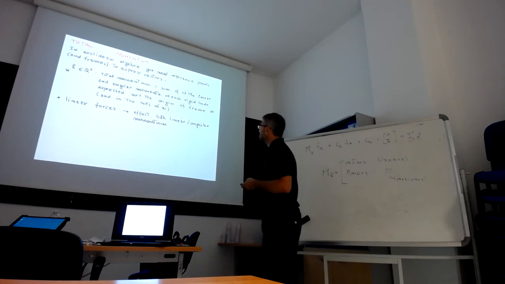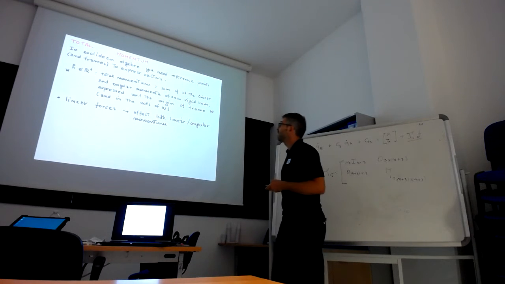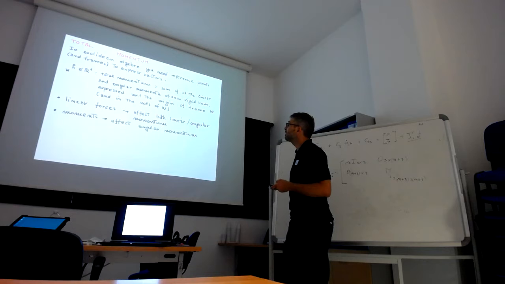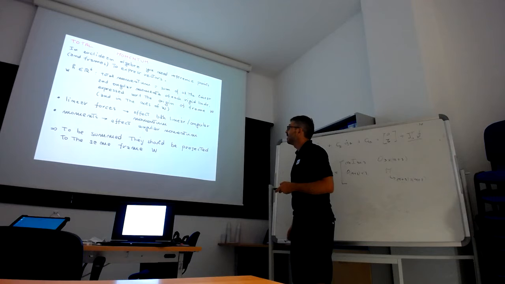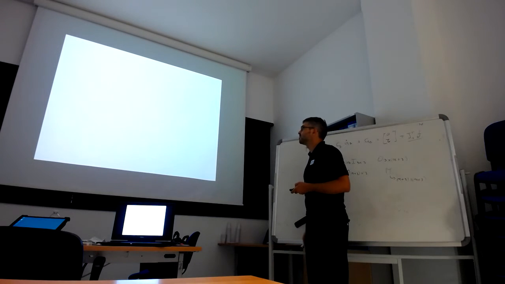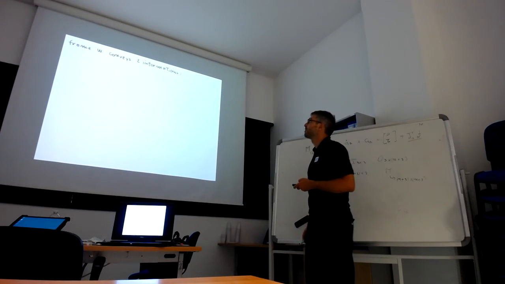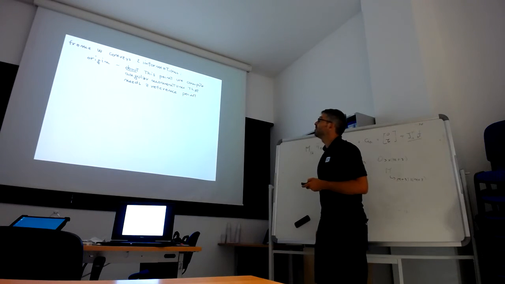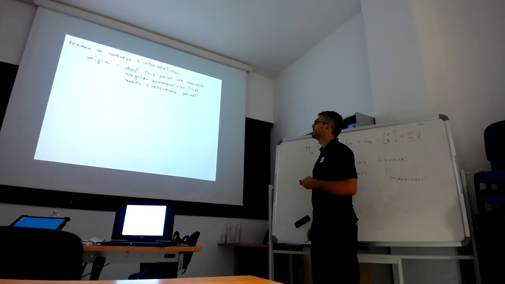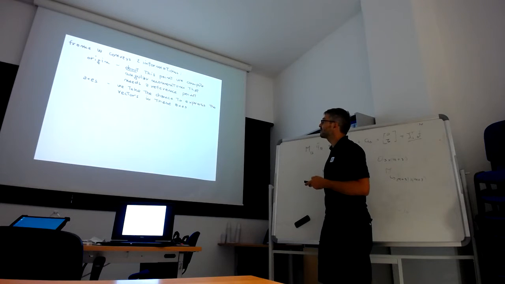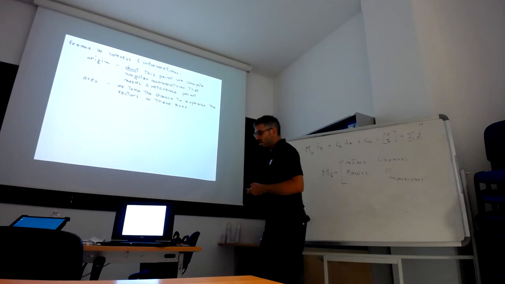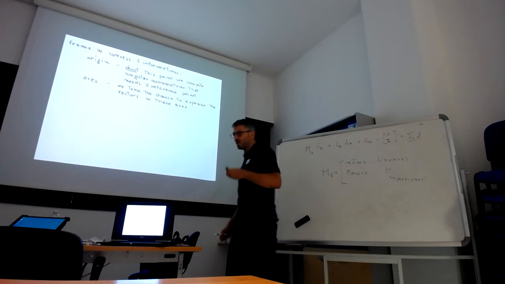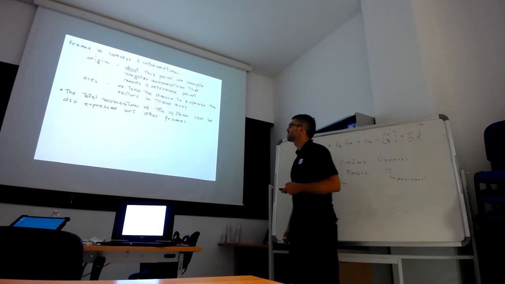So the linear forces, we will see, affect both the linear and angular momentum, and the moments affect only the angular momentum. To be summed, they need to be projected in the same frame. The frame, as I said, the W, conveys two pieces of information. The origin is the point about which we compute the angular momentum. The axes are the vectors where we express these vectors.